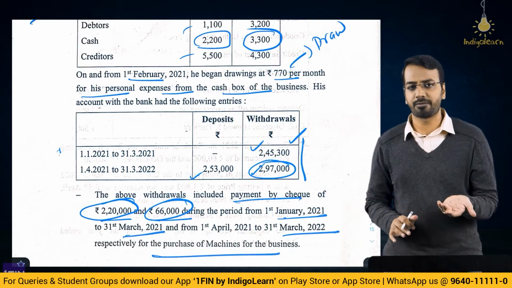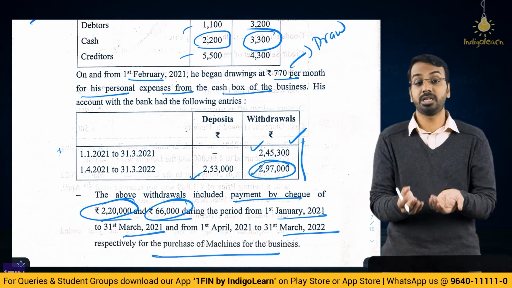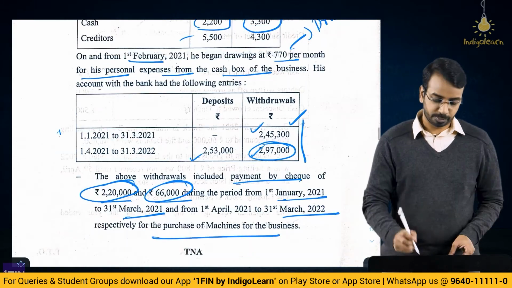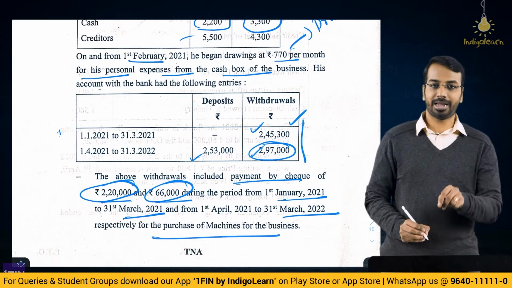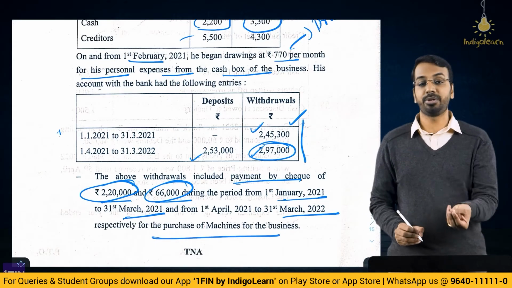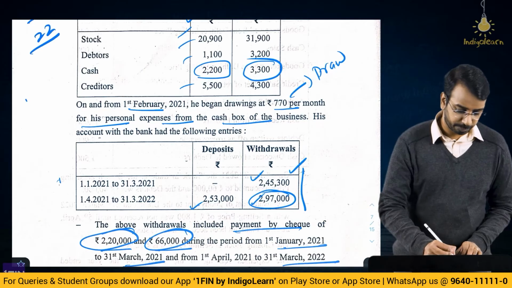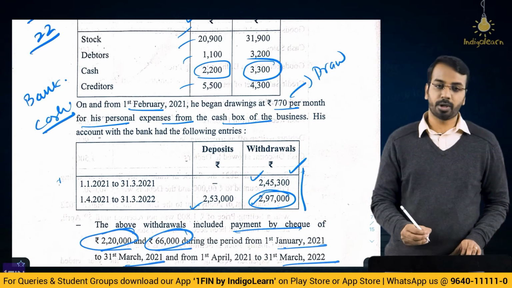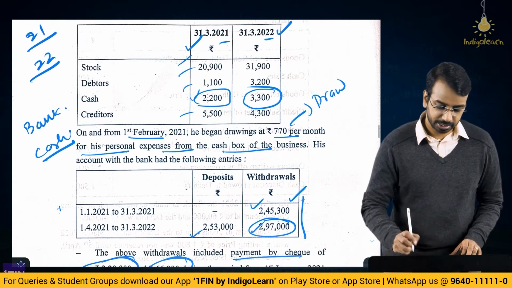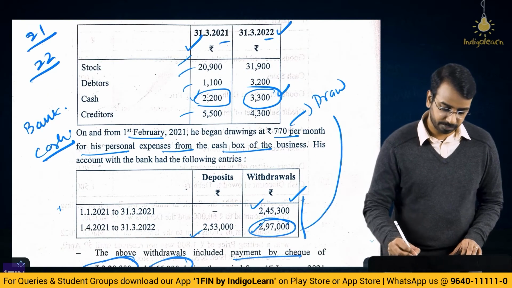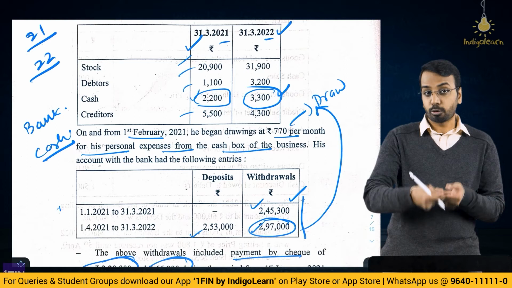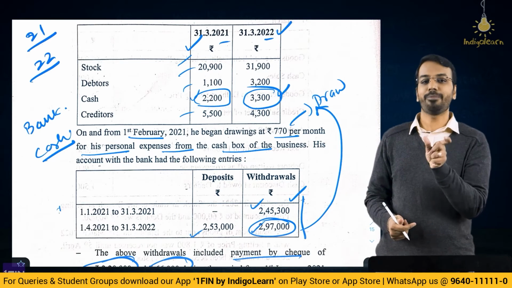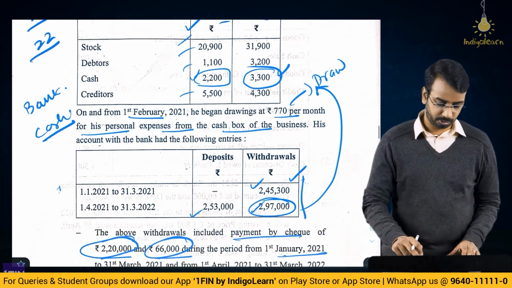And balance withdrawals are for what? Balance withdrawals you can assume it is for the purpose of cash. So basically apart from these two, whatever balance withdrawals are appearing here, you will assume that they have been withdrawn as cash. So in this question you need to prepare the bank account and also the cash account. Why cash account? Because you have the opening balance, you have the closing balance, some withdrawals have been made from the bank, and also some amount has been withdrawn. So there could be a balancing figure which you need to figure out, right?